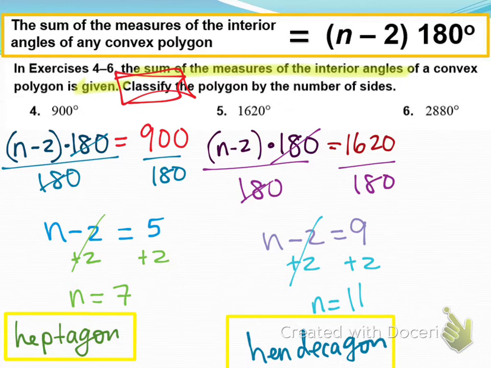Hendecagon. You are going to do number 6. So 2,880. We're going to figure out how many degrees are inside.